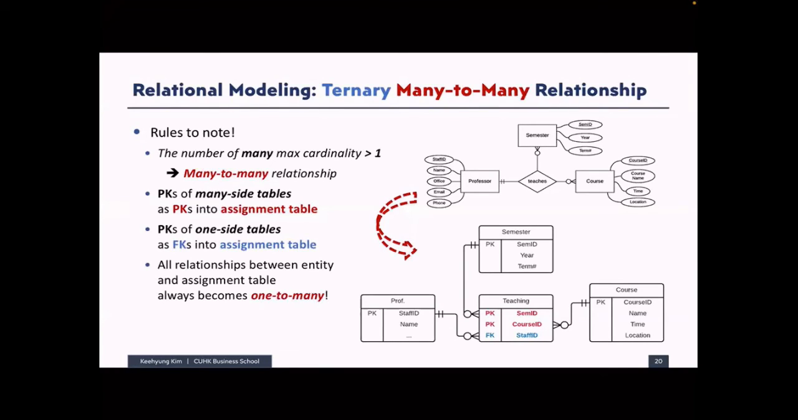And all the relationships between an entity and the assignment table always become one-to-many, and it depends on how they are related. So from the professor's perspective, the minimum cardinality connected with the other entity is 0, and the maximum cardinality connected with the other entity is many, so we put 0, many. And for the other entity, it's all the same, so we put 0 and many next to it. And for the rest of the cardinality, we put 1 and 1, just like what we did before. So basically, those are the rules of translating a ternary many-to-many relationship from an ER diagram into a relational model. You can just follow this rule, then it should be straightforward.